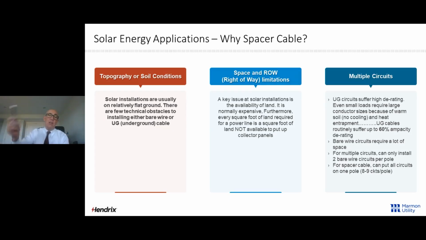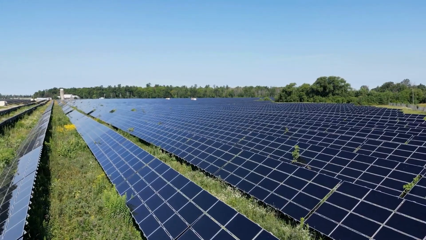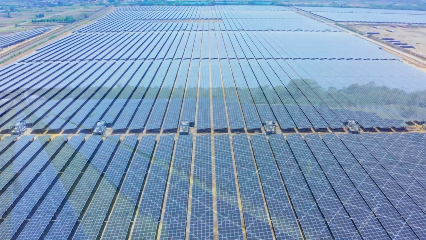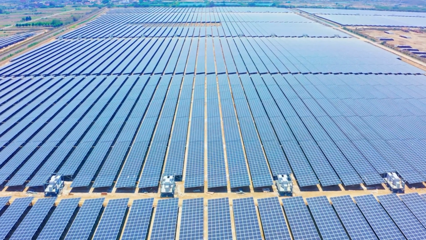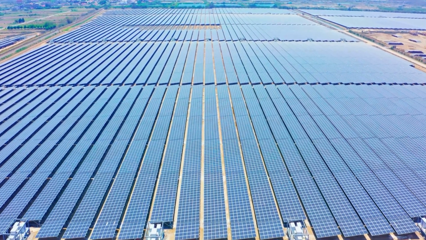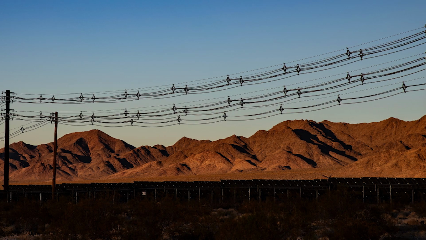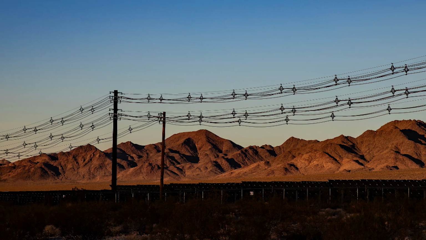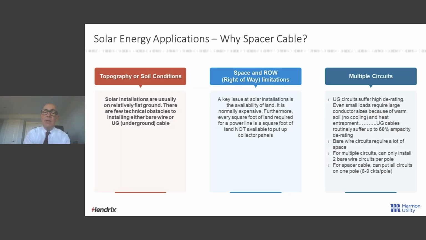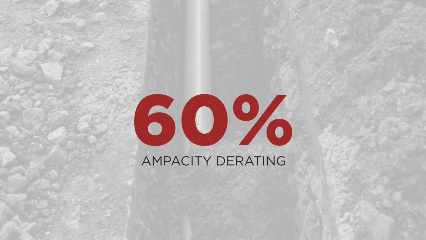If you get down to space and right-of-way limitations, a key issue at solar installations is the availability of land. It's shockingly expensive. Furthermore, every square foot of land required for a power line is a square foot of land not available to put up collector panels. So when we get to solar ranches, we're really conscious of that land utilization. And multiple circuits, underground circuits suffer high derating. Even small loads require large conductor sizes because of warm soil and heat entrapment. Underground cables can routinely suffer up to 60% ampacity derating.